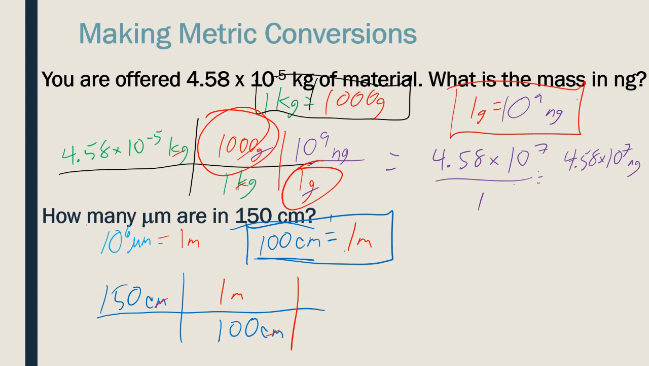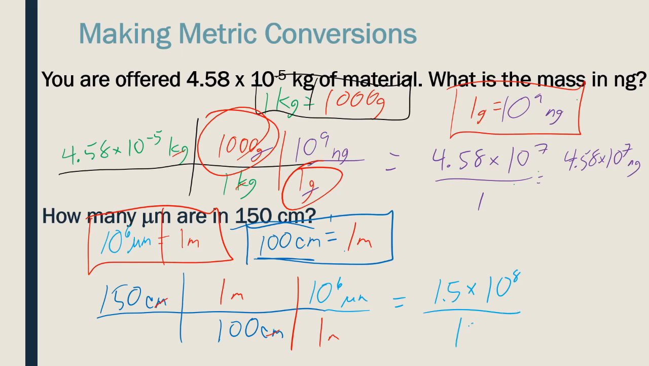That'll get rid of centimeters, and now we got to use this domino, and we want meters at the bottom so that we can have our micrometers on the top. And then we're going to multiply 150 times 10 to the 6th. So that's 1.5 times 10 to the 8th. And we're going to divide it by 10 squared. So that becomes 1.5 times 10 to the 6th micrometers. And that's how you do it.